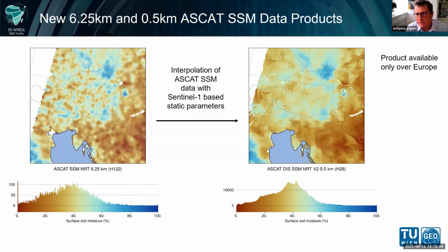This temporal stability concept is also what's behind the approach that we use for downscaling surface soil moisture data from the Advanced Scatterometer. So with ASCAT, we are now moving to a new spatial grid at 6.25 kilometers and a spatial resolution of about 15 kilometers.